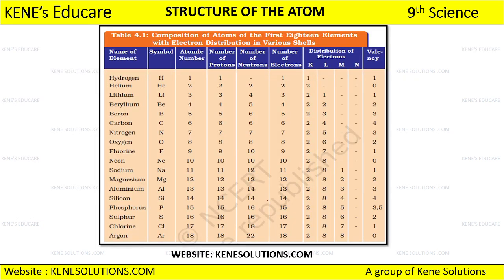After that, here we have a table where the name of the element, symbol, the atomic number, and the number of protons, neutrons, electrons have been given, and how they are distributed in all the shells, K shell, L shell, M and N shell. That has been given, and along with that the valency has also been stated. So we'll be discussing all of them, and it has been given with respect to 18 elements, right? So we'll study that in detail.